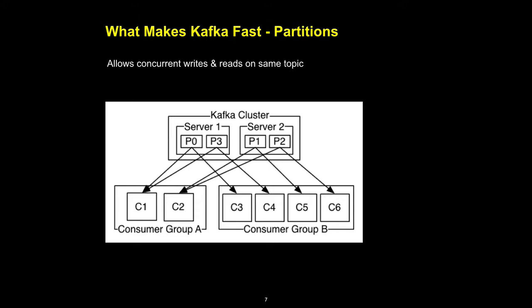We're not restricted by having a single topic only on one machine, where that machine becomes a bottleneck, right? A single topic can span multiple machines. If 2 million records per second isn't good enough for you, then use 6 machines or 10 machines for the same topic, right?